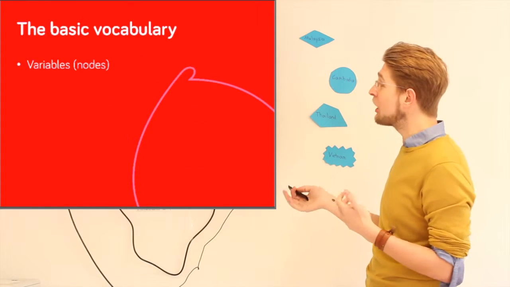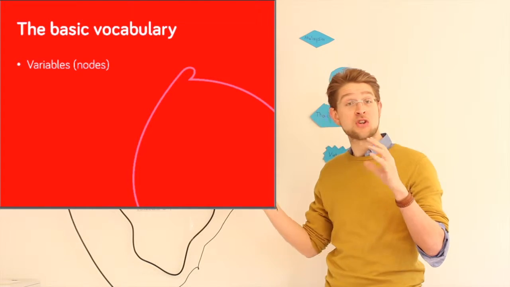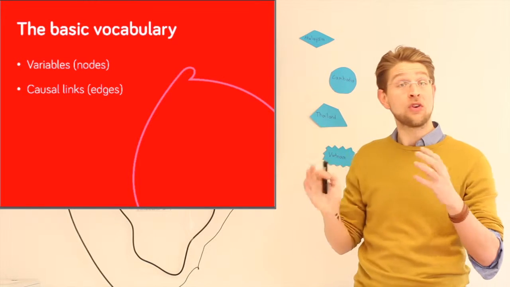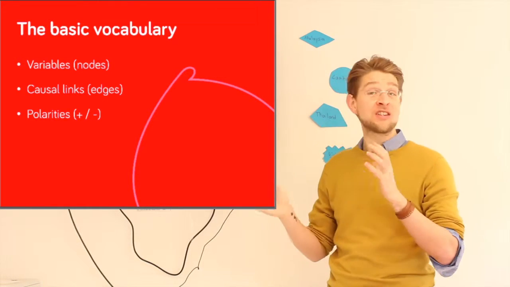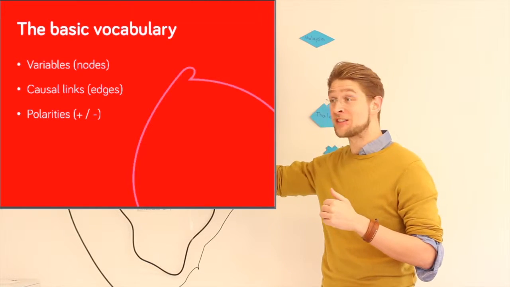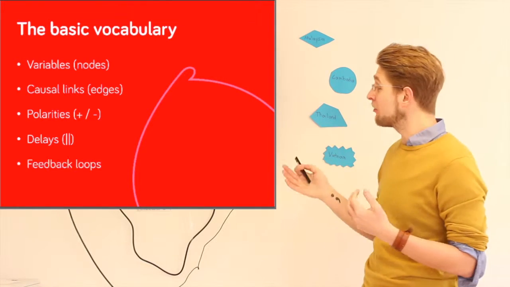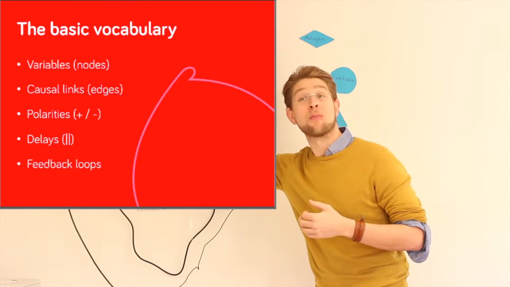Right? They're fairly simple diagrams. They have a few basic components. There are variables, which are nodes, kind of points in the diagram. There are the causal links, which are the edges or the lines between them. There are polarities, which can be plus or minus, and we'll see what they mean in an example I'm about to run through. There are delays. And finally, there are feedback loops.